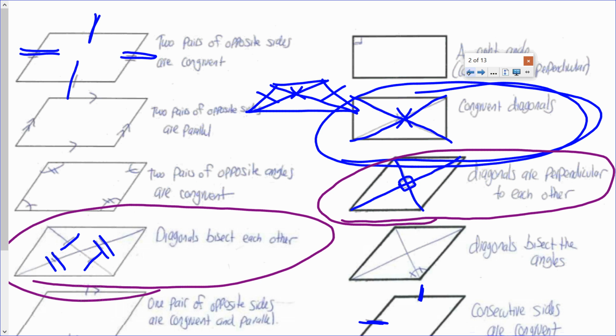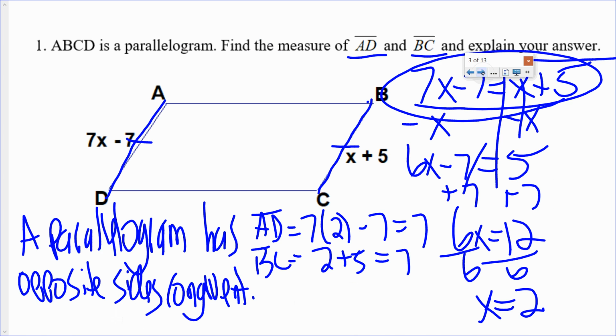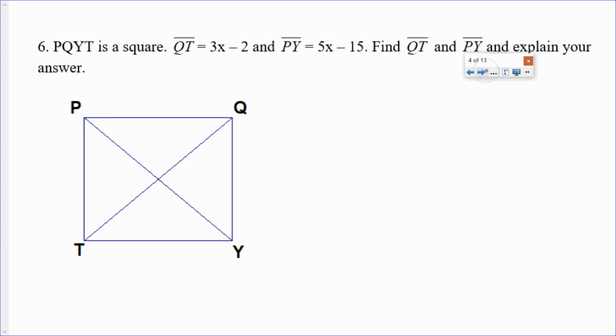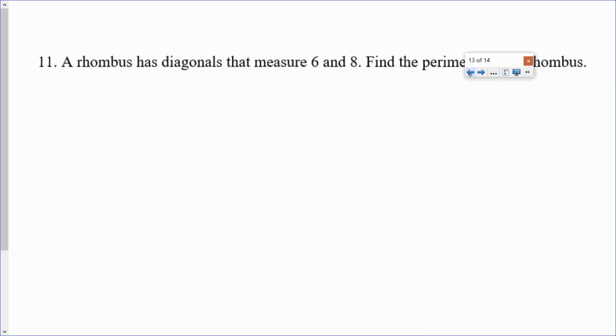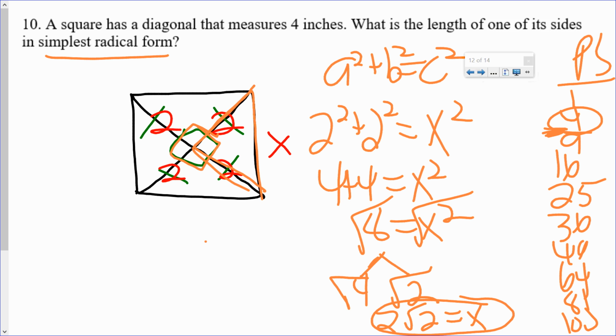Set up an equation to represent the situation. That's the majority of it. That was kind of the first bunch of problems. And then at the end, when you're specifically dealing with a rhombus or a square and the diagonals, you're going to have a right triangle hidden within the picture, and you're going to have to use Pythagorean theorem.